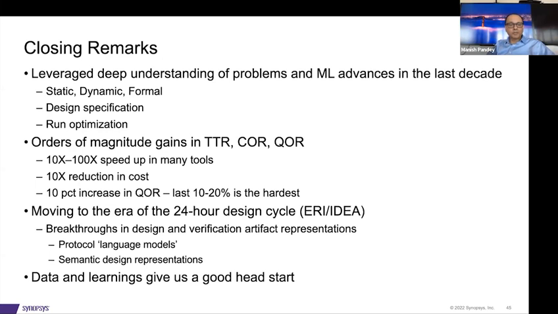Some recent work from Google Brain has talked about semantic design representations, where they take control and data flow graphs with the coverage and, interestingly, represent these as fixed-size vectors. Again, applications of graph neural networks can give us this fixed-size vector representation with which to reason about these problems. So that's a great breakthrough. And I'm sure there'll be others coming, but these data and learnings have given us a good head start to realize the dream of a 24-hour design cycle. Thank you very much.